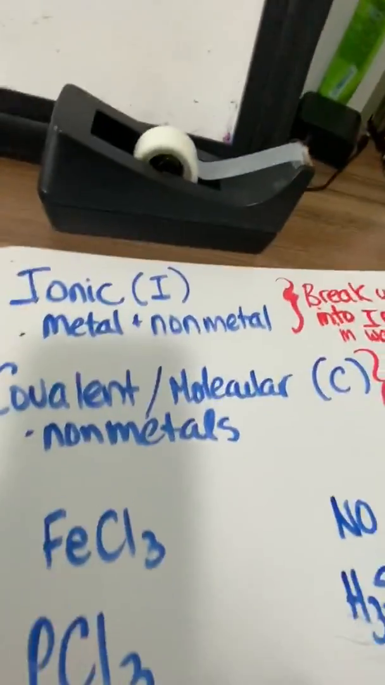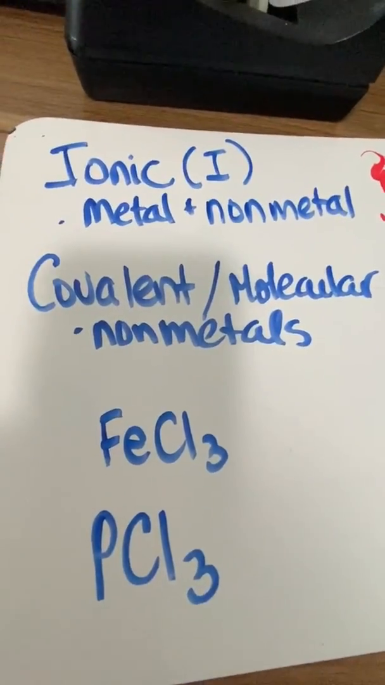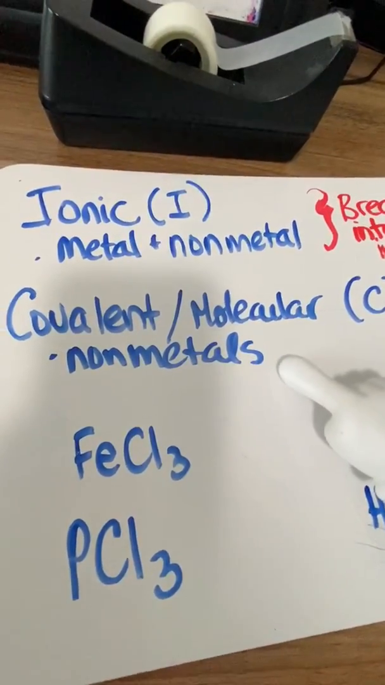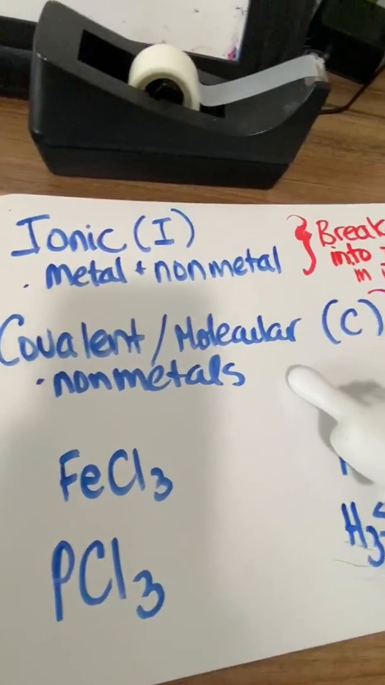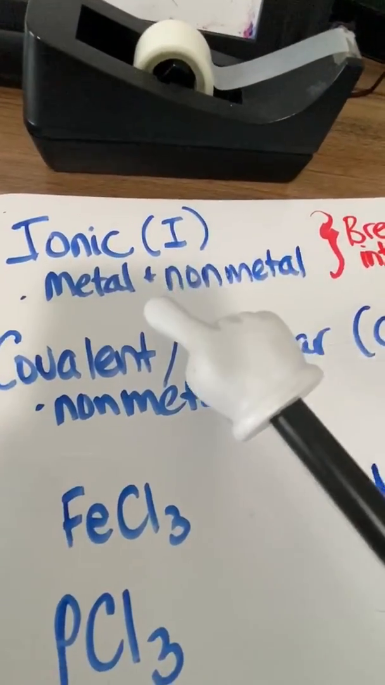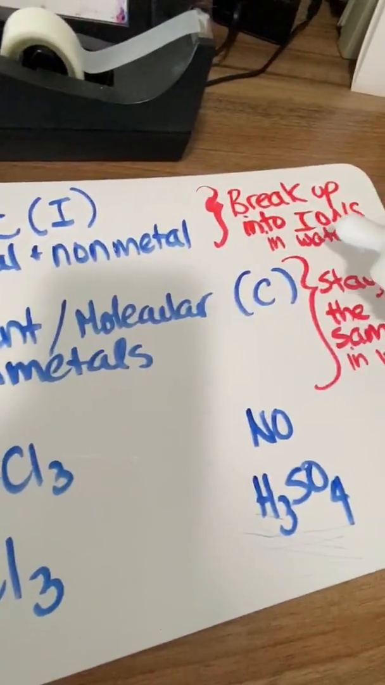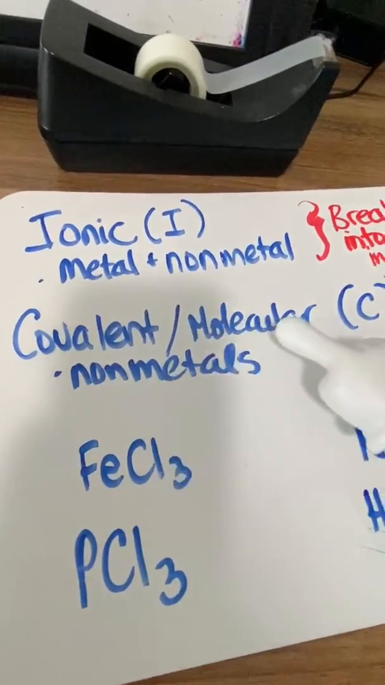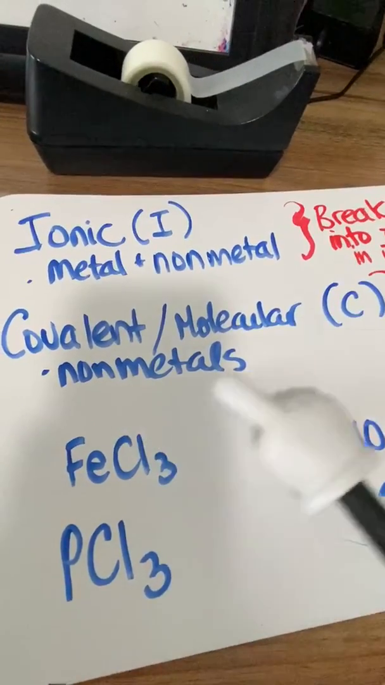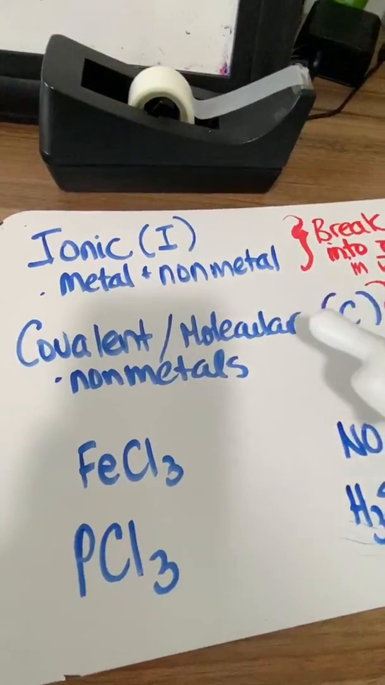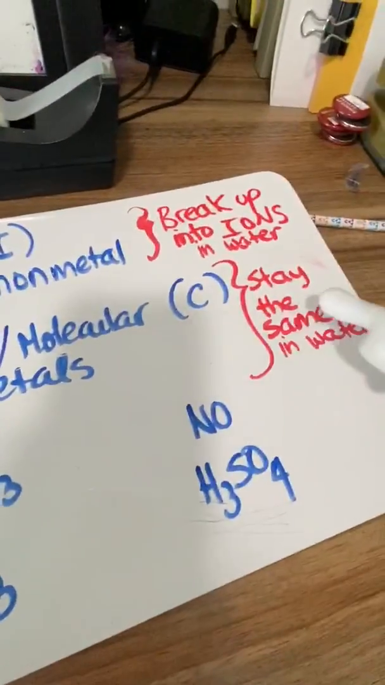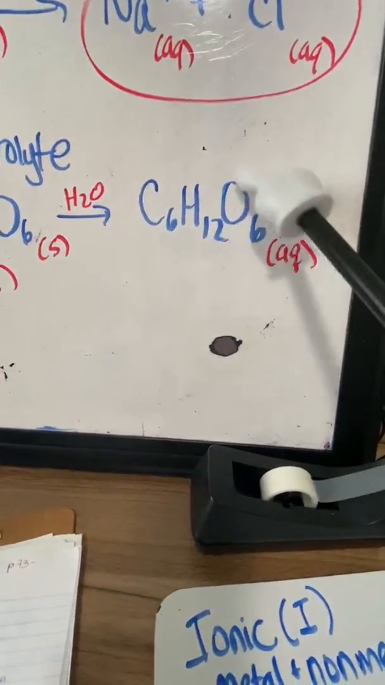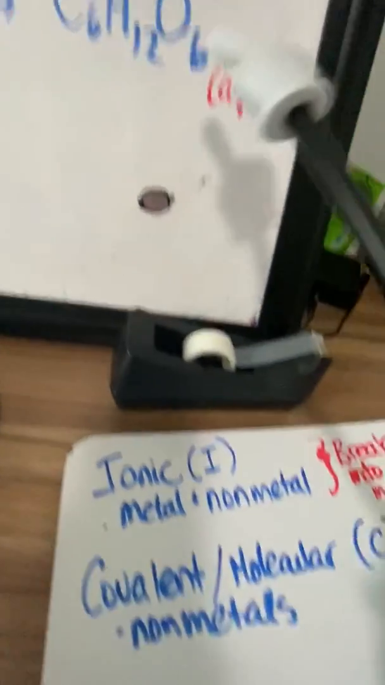Now, really quickly here, I just want to look at ionic and covalent compounds in a little bit more detail. So an ionic compound is something that has a metal and a non-metal, and they will break up into ions in the water. And then covalent or molecular compounds are 100% made up of non-metals, and they will stay the same in water. Okay, so what I mean is, they do not break up. Like here, it's not going to break up.